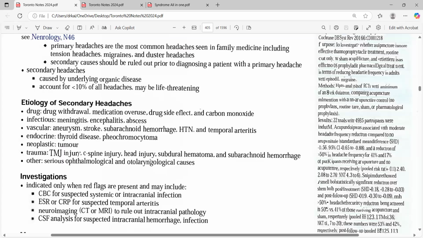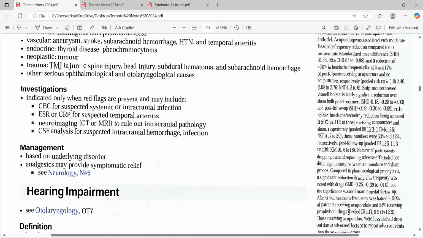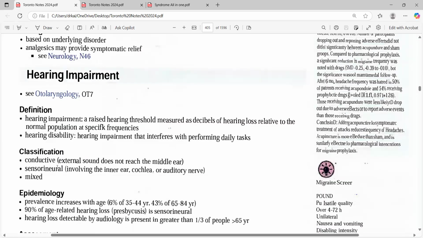Then the trauma, C-spine, head injury, then CBC, suspected infection, ESR, C-reactive protein, CT, MRI, CSF analysis to check for hemorrhage or any infection. Then comes the hearing impairment. For hearing impairment, I would suggest please keep in your head what the hearing tests are for older people and for younger people.